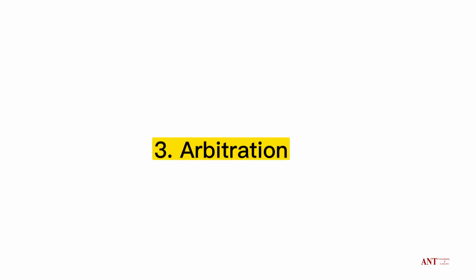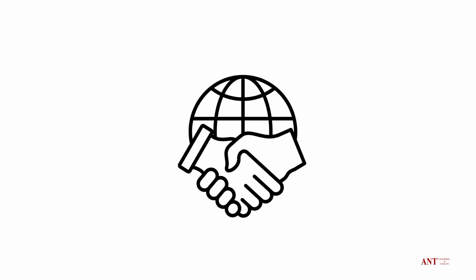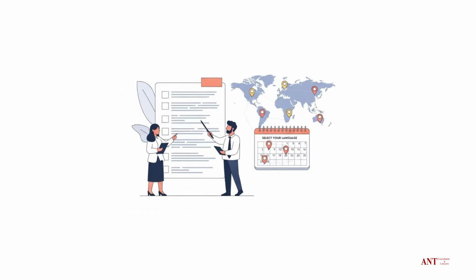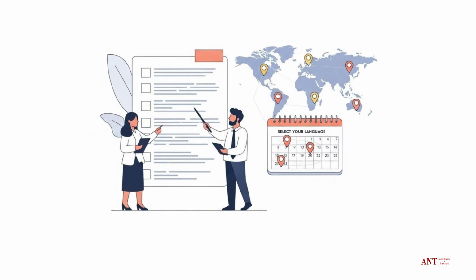Arbitration. Arbitration is the leading mechanism in international trade, in our opinion. It's binding, neutral, and enforceable in over 170 countries under the New York Convention. Businesses can choose their arbitrators, language, and place of the seat, leaving flexibility and expertise.